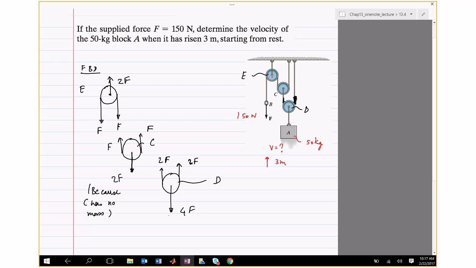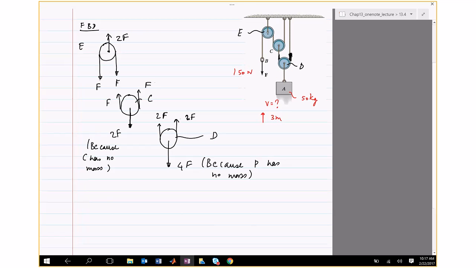Again, this is true because D has no mass. What I've done really is apply F equals ma on that particular figure without writing it down, because it's very trivial. But if that had a mass, I would write F equals ma, and then you'll see that the force here is not equal to 4F. It depends on the mass and the acceleration of D.